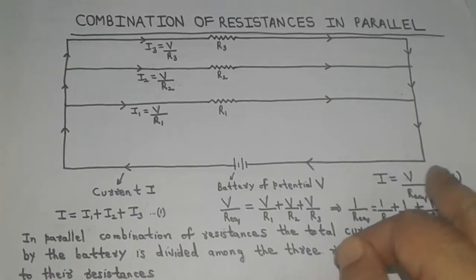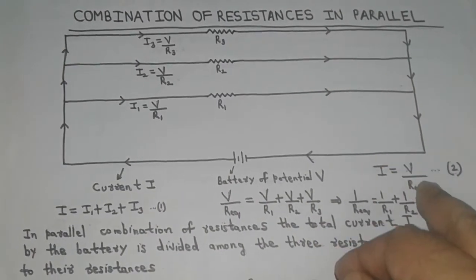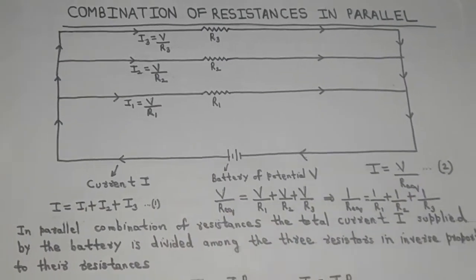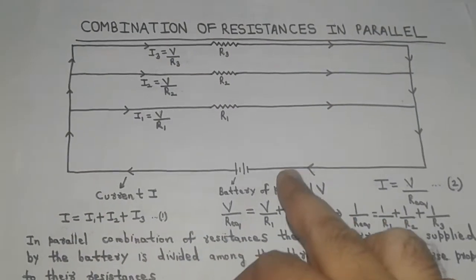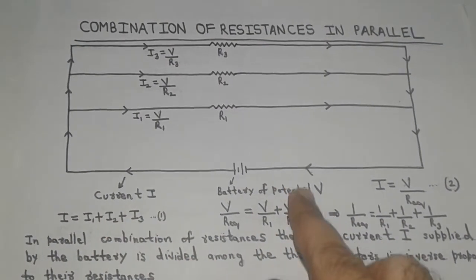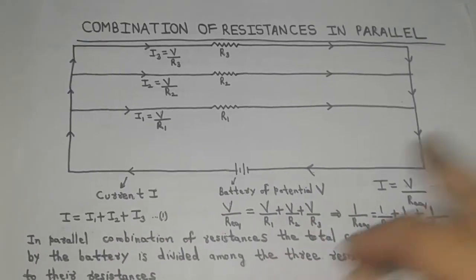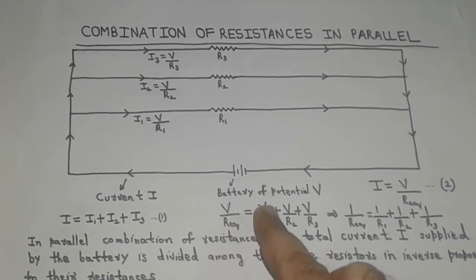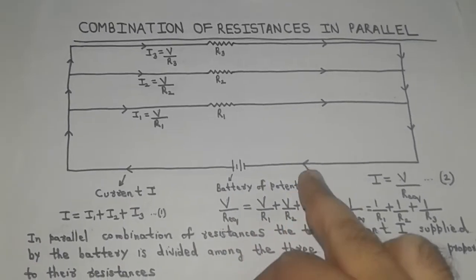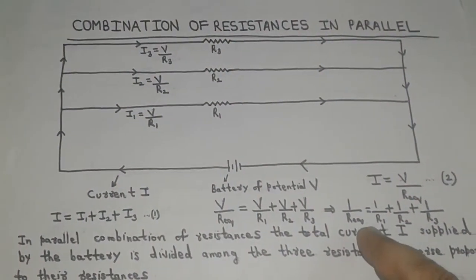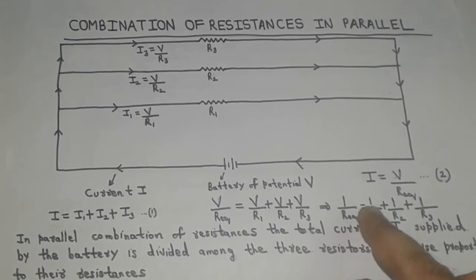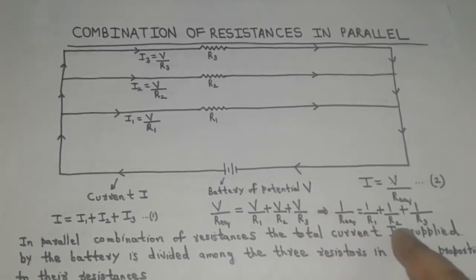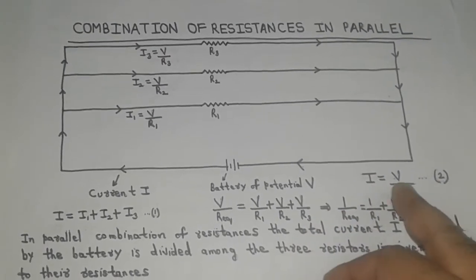So from equation 1 and 2, we can substitute I is equal to V upon R equivalent from equation 2 in equation 1. So I can be written as V upon R equivalent. Similarly, I1 becomes V upon R1, I2 becomes V upon R2, and I3 becomes V upon R3. So the equation takes the following form: V upon R equivalent is equal to V upon R1 plus V upon R2 plus V upon R3, which can be further written as 1 upon R equivalent is equal to 1 upon R1 plus 1 upon R2 plus 1 upon R3, and represents the expression of equivalent resistance in parallel combination of resistances.